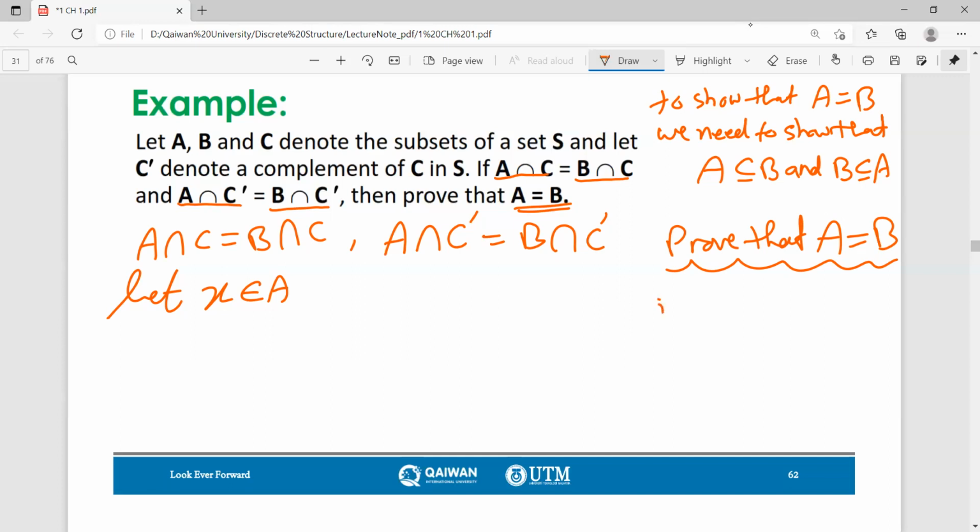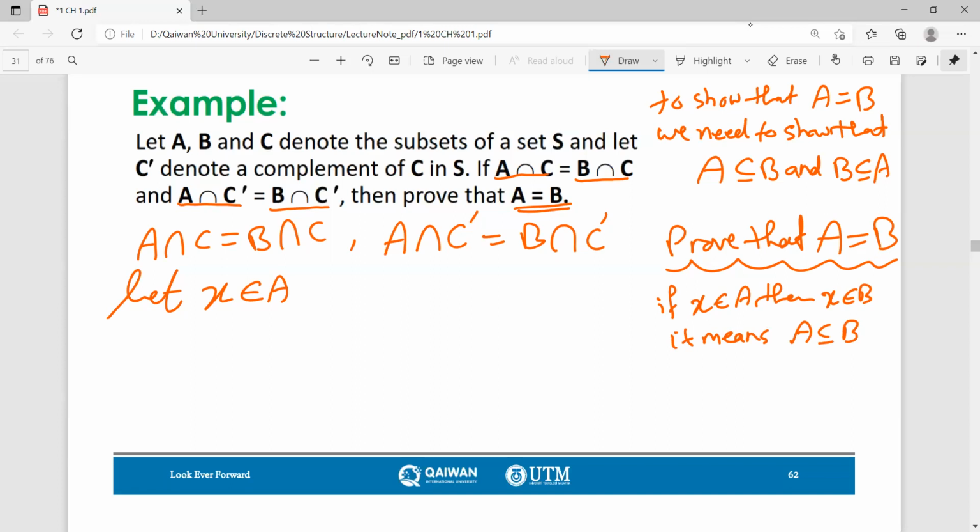You say if X in A, then X in B, it means A is a subset of B, and converse. And then we take an element from B, and if you could prove that the element is in A, it means B is a subset of A.